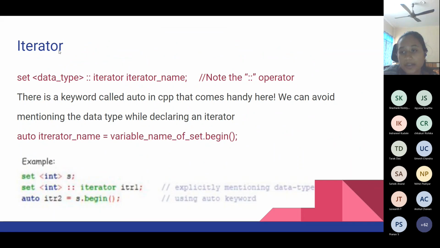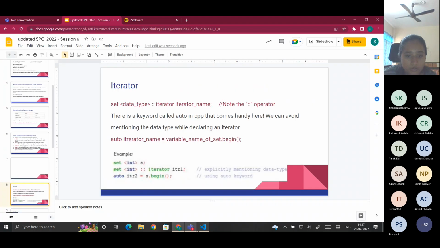So how do we use iterators in C++? We'll write set followed by the data type of the element, followed by double colons, and the word iterator followed by the iterator name. So instead of writing such a big line, we can use the word auto. Auto is a keyword which automatically assigns the data type to a variable based on the value that we're trying to assign here. So if we want to use auto for iterators, we can just write auto followed by the iterator name and then say set.begin or set.end or rbegin.